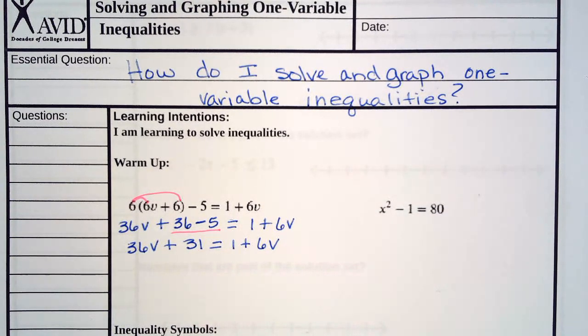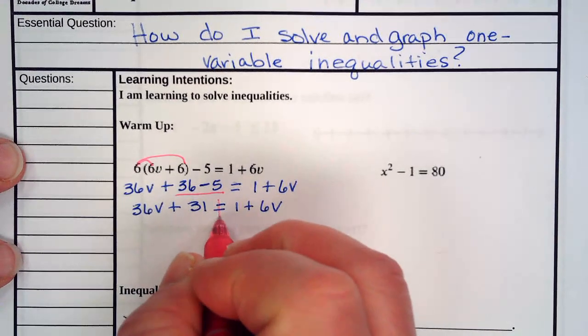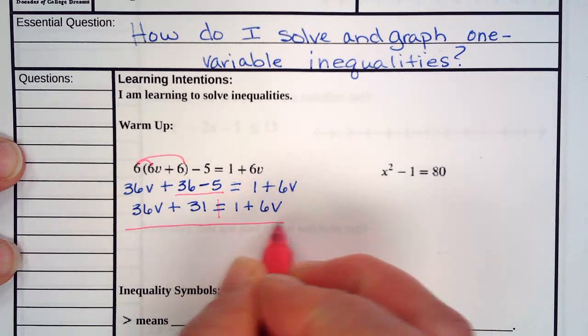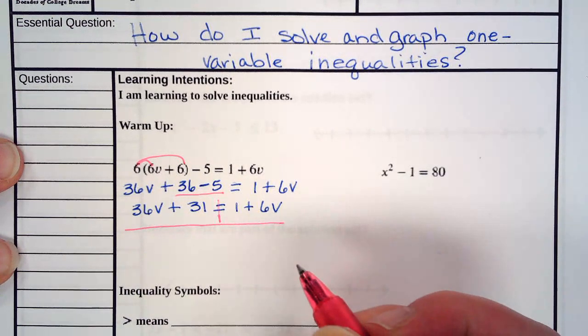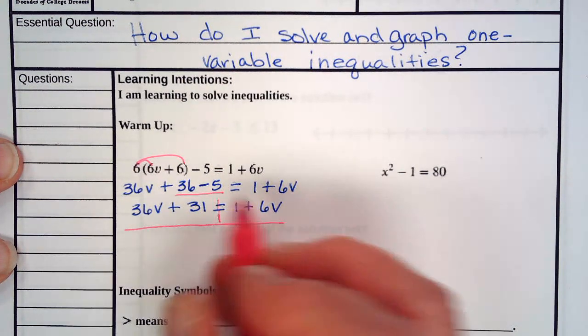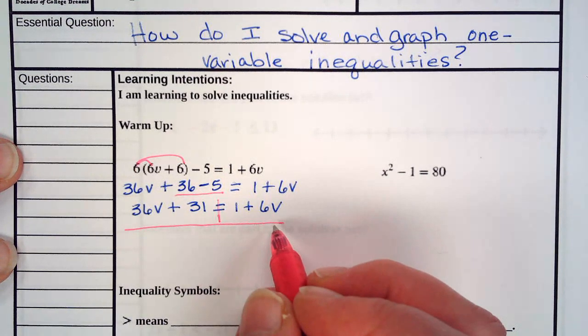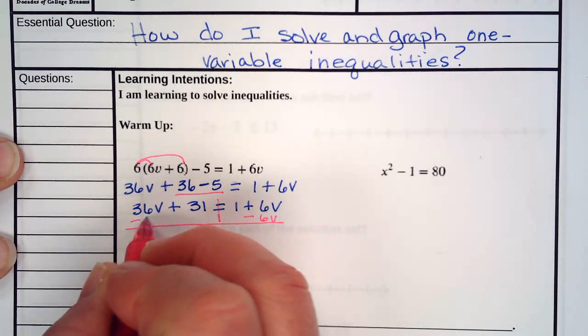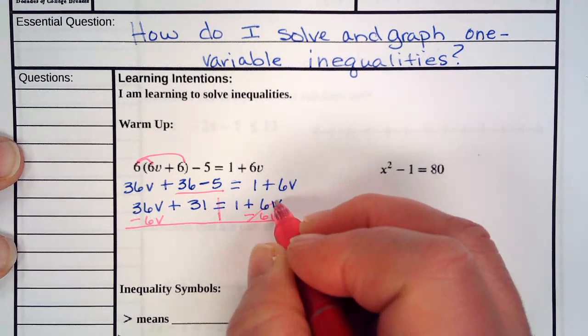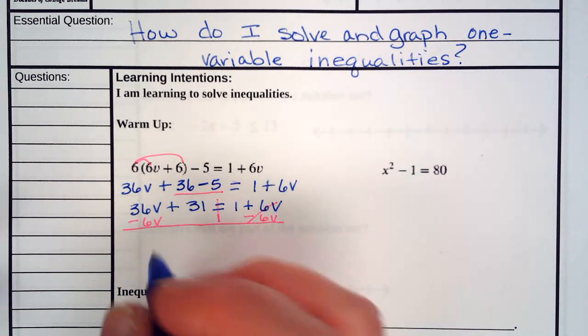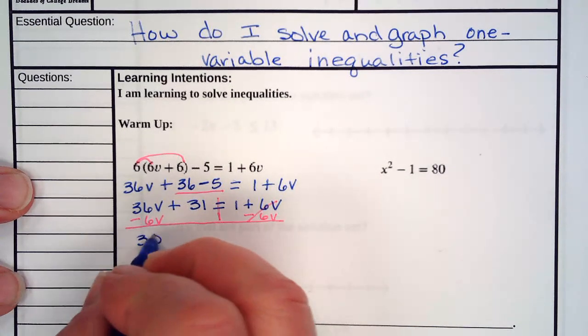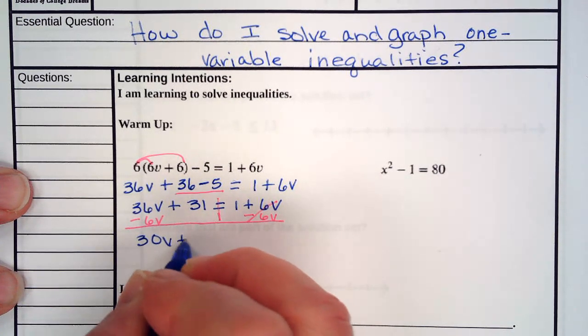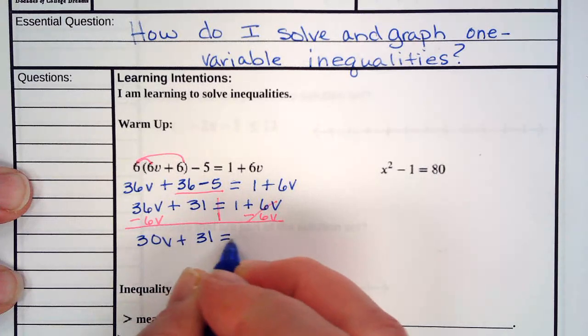Now, both sides of our equation are simplified. We can now solve. As we're looking, we've got 6v over here, 36v. 6v is smaller, so I'm going to subtract 6v from both sides. It's gone from here. 30v plus 31 is equal to 1.